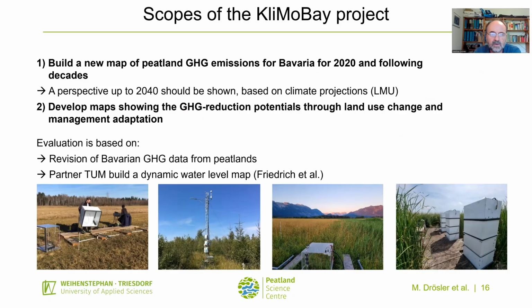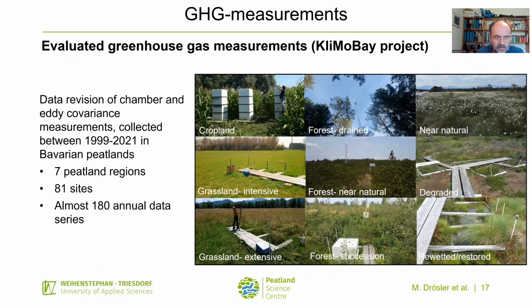We have a long record and long run of measurements which we could use for that project. And the idea was to build a new map of peatland greenhouse gas emissions for Bavaria and, in the following decades, develop maps showing the greenhouse gas reduction potential. So that was not just reporting, but also trying to have scenarios where we look to the future and see if it is possible to have a pathway towards climate neutrality in the organic soils. That's the background, with almost 180 annual data from different techniques: chamber techniques, eddy covariance techniques, and automated chamber techniques.